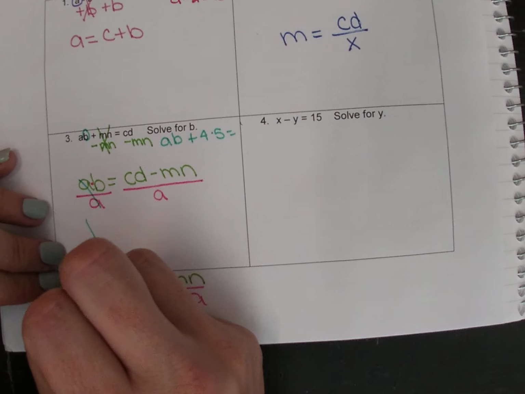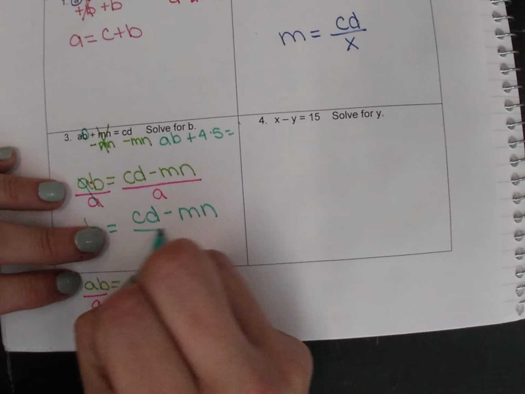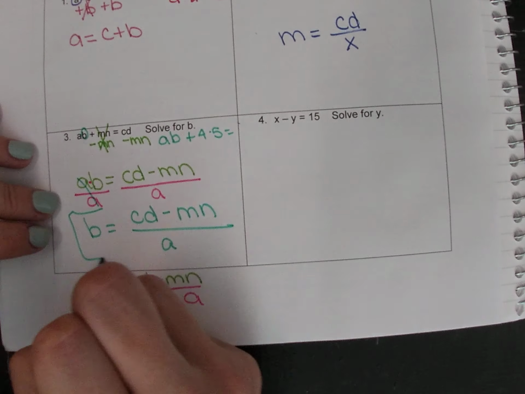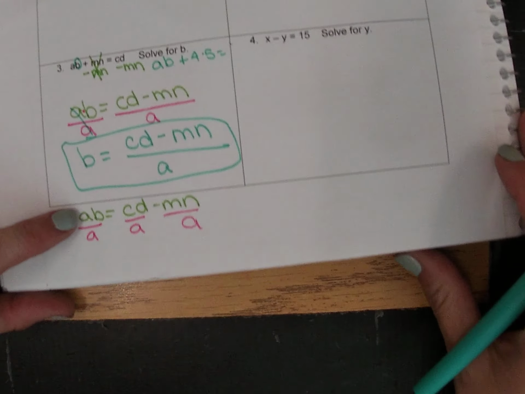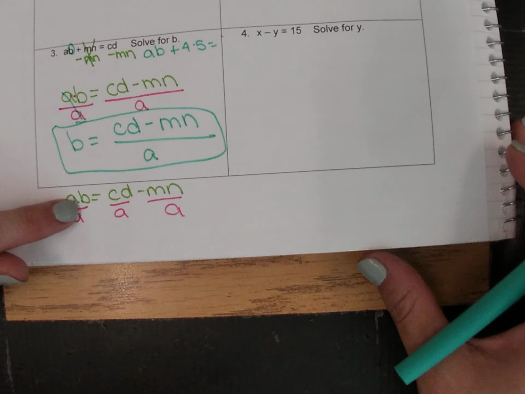Okay, so our A's cancel. So our final answer is CD minus MN all over A. Or it would also be acceptable if you had B equals CD over A minus MN over A.